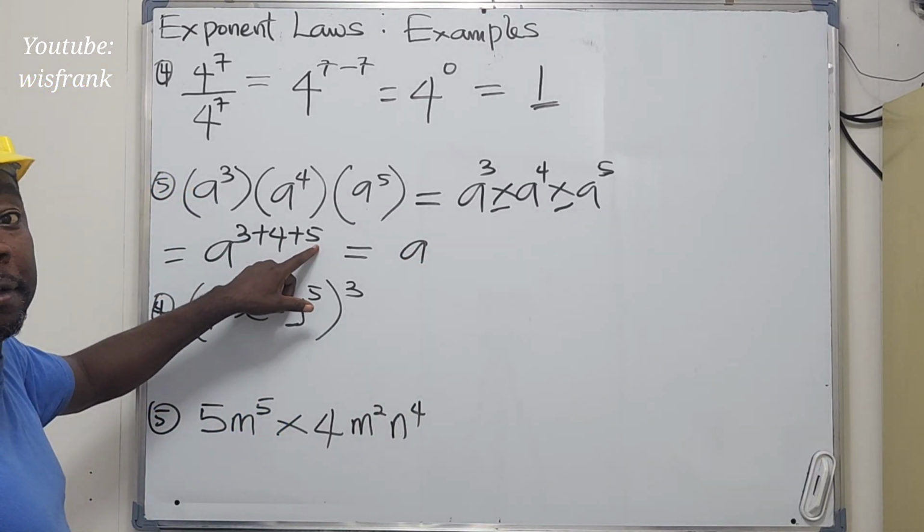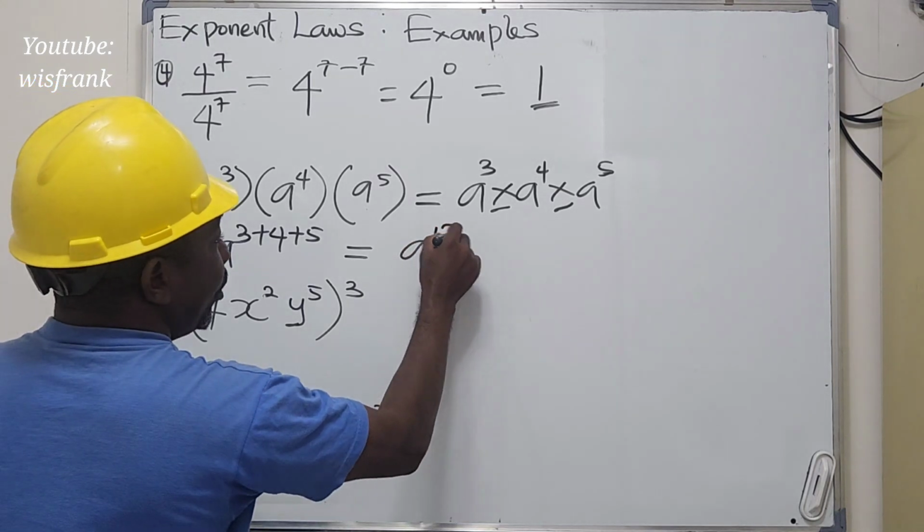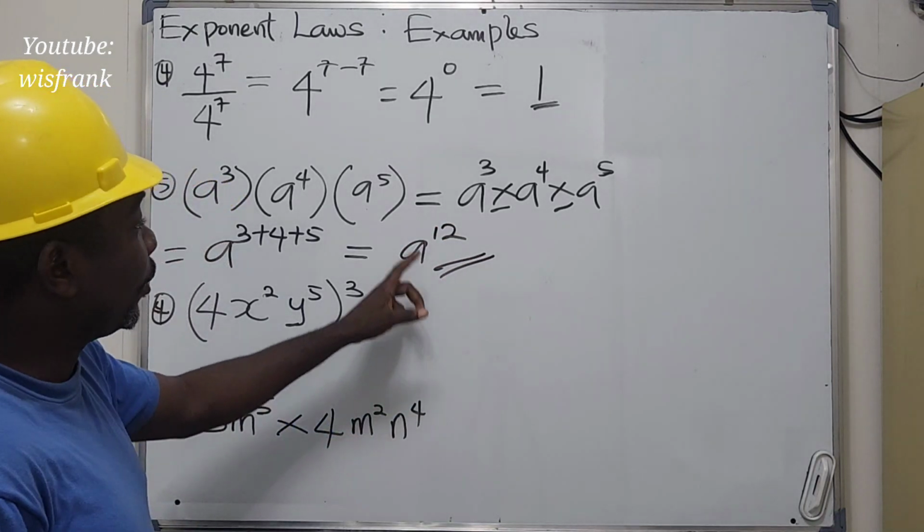7 plus 5 is 12. So this is a to the power of 12. This is the answer to this expression.